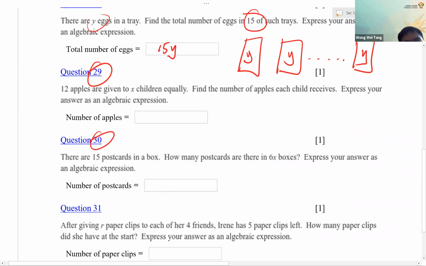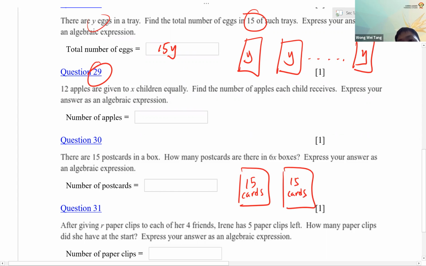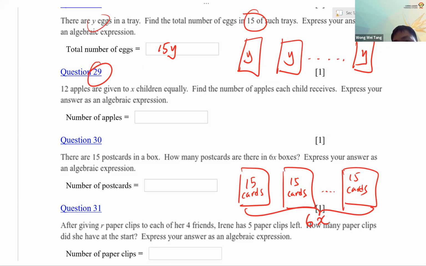Question 30 is the same. Oh, no, wait. Maybe I'll go through a bit about 30. Okay, so there are 15 postcards in a box. One box has 15 cards. Two boxes, we will have 30 cards altogether. It's just 15 plus 15 or 15 times 2. Now we have a total of 6x boxes. So how many cards altogether? Yanrei, can you help us? So how many cards are there altogether in 6x boxes?